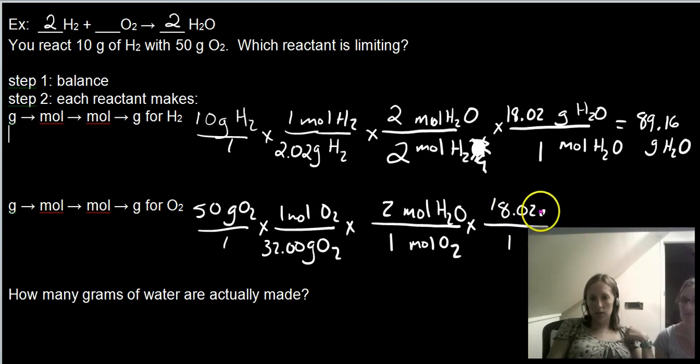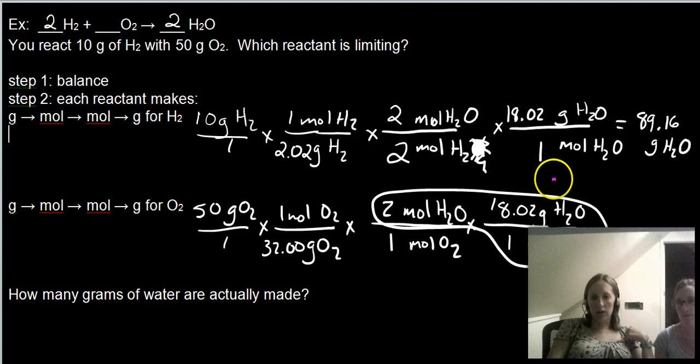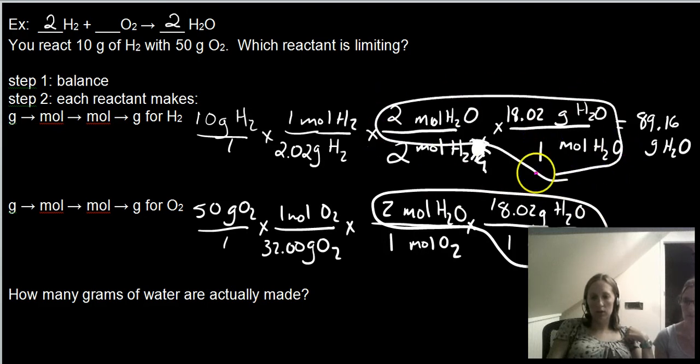In fact, one thing that's useful to notice is that the last half of limiting reactant problems, once you do the first one, it's the same. So that saves you a little bit of time. 56.28 grams.